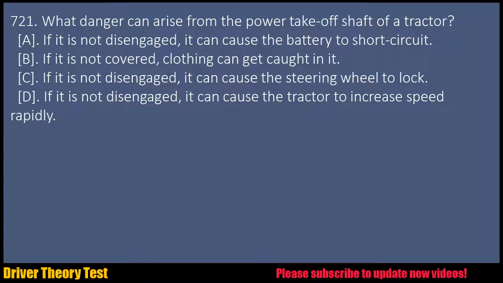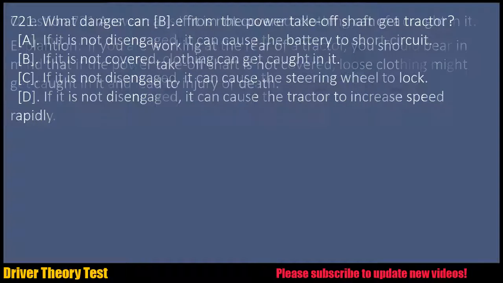Question 721. What danger can arise from the power takeoff shaft of a tractor? A. If it is not disengaged, it can cause the battery to short circuit. B. If it is not covered, clothing can get caught in it. C. If it is not disengaged, it can cause the steering wheel to lock. D. If it is not disengaged, it can cause the tractor to increase speed rapidly.